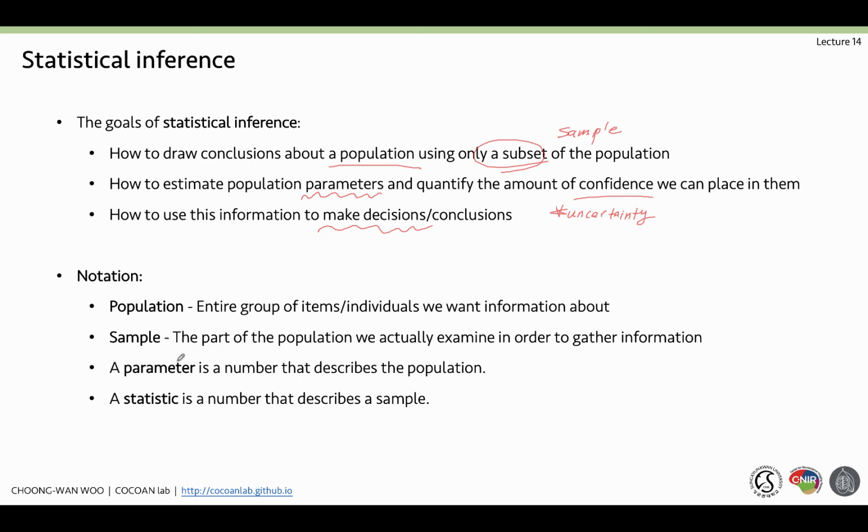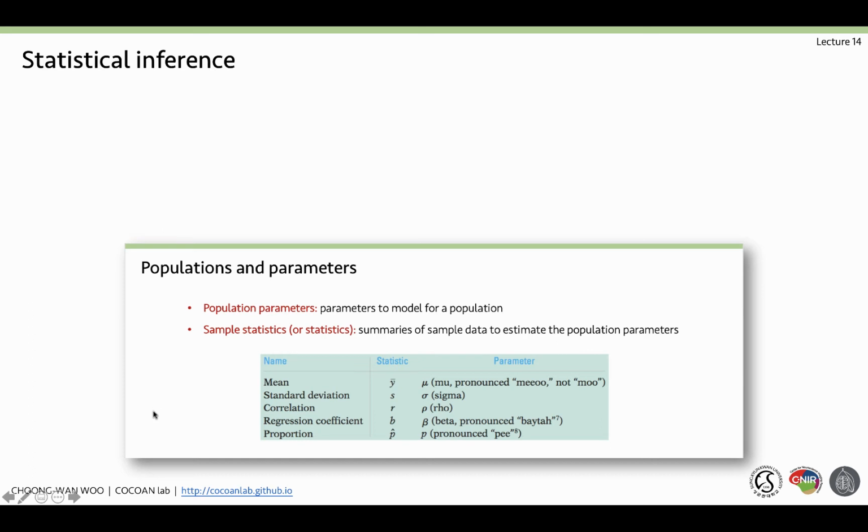And before we delve into this statistical inference, we need to know this notation. One is population. You already learned this. So the entire group of items or individuals we want information about. And a sample is the part of the population we actually examine in order to gather information. And a parameter is a number about the population, and a statistic is the number that describes the sample that we have.